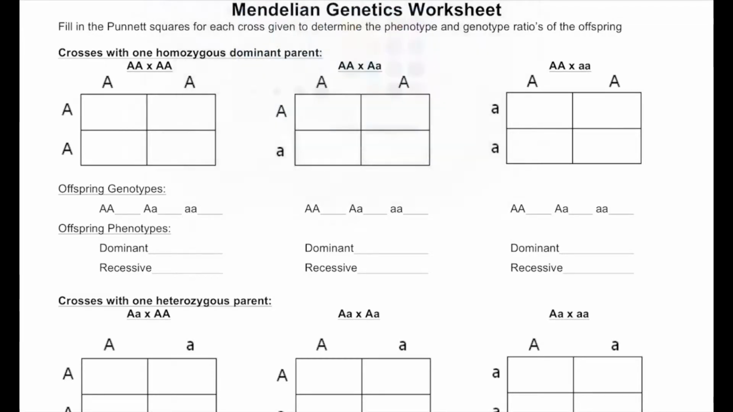So let's look at our first cross, both homozygous dominant. There are no alternatives here. All of them are going to be homozygous dominant because there are no recessive alleles in this cross. That's what they call pure breeding. So both parents are of the same genotype. So 100% are going to be homozygous dominant. So dominant is going to be 100%, and recessive is going to be 0.